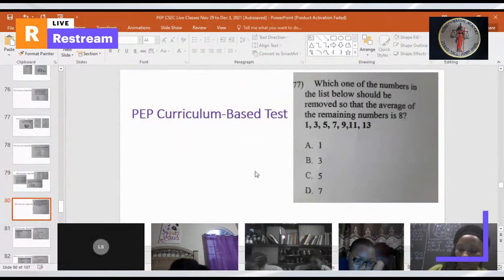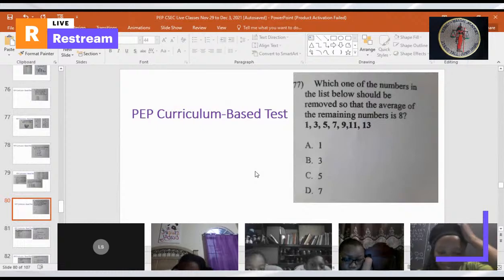Number 77. Amari, are you there? Yes, Miss. Haven't heard from Amari. Amari, can you read number 77? Miss, you have heard from Amari a long time ago. I haven't read in a while. Which one of the numbers in the list below should be 78. Go again, Amari.